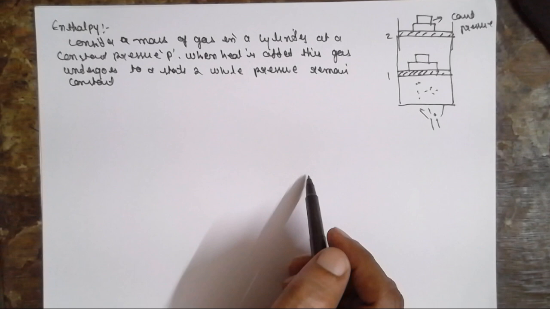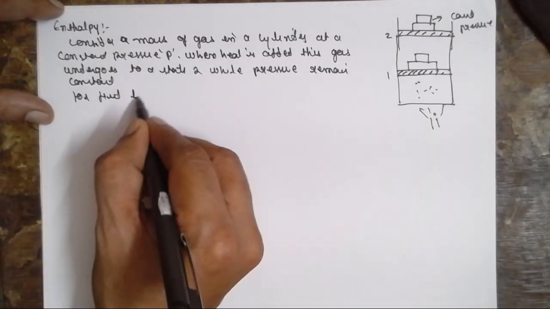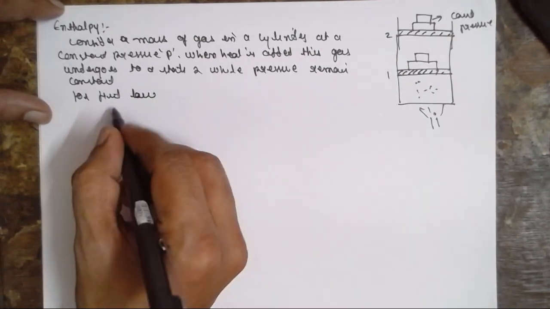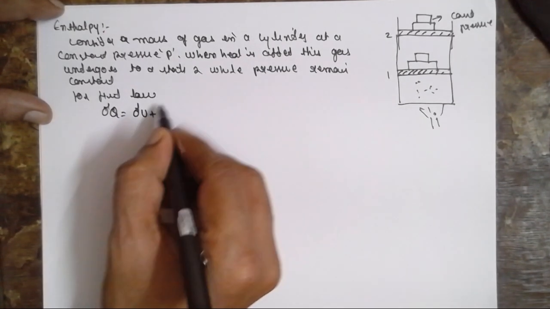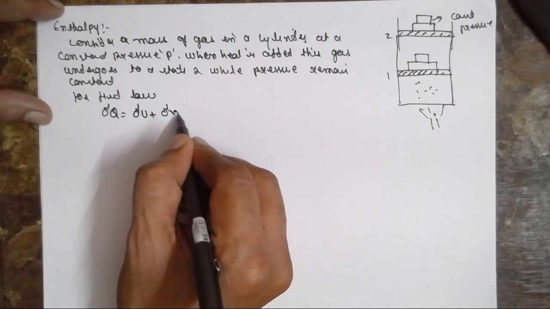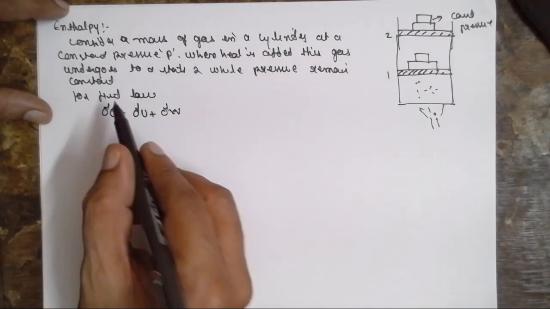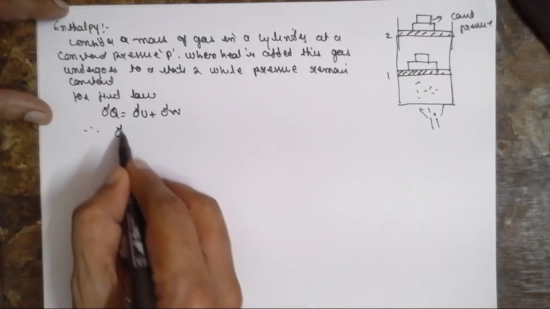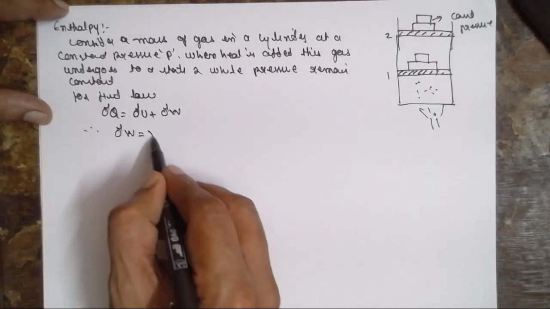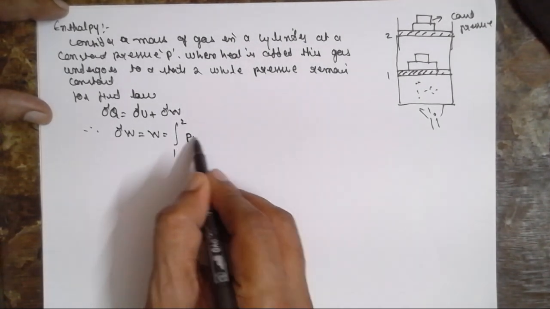From the first law, we know that delta Q is equal to delta U plus delta W. Now we know that delta W we can write as the integration from 1 to 2 of P dV.